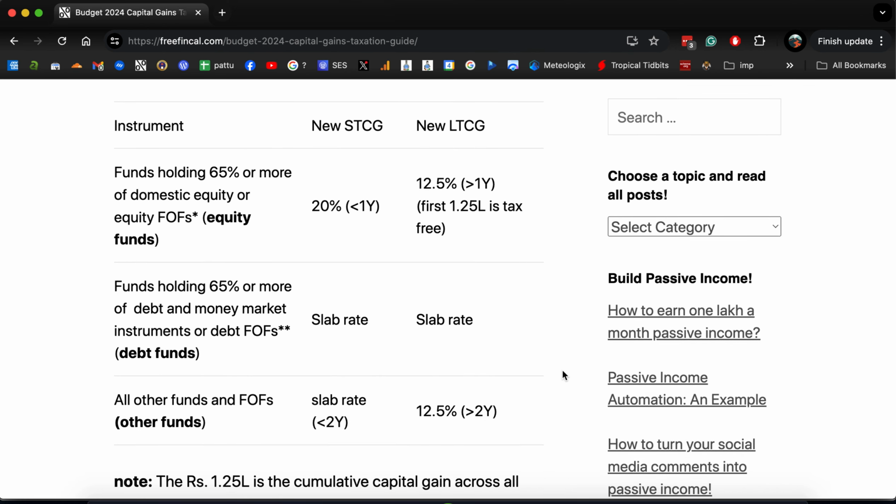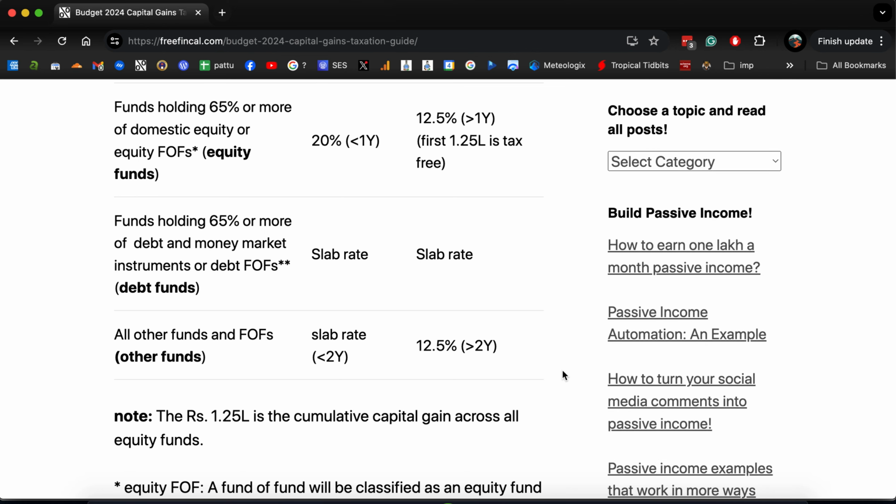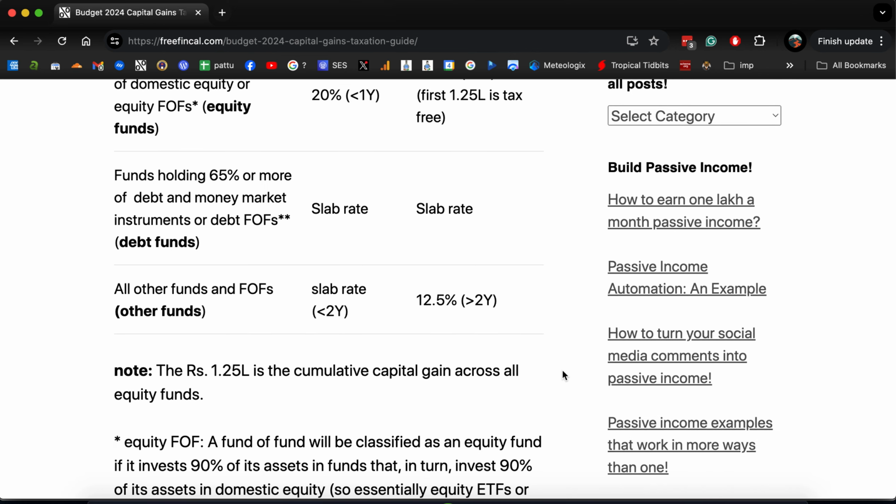Then there are debt funds, funds that hold 65% or more of debt or money market instruments, or debt fund of funds. These will be taxed at slab rate irrespective of the holding period. Then there are all other funds. I'll give you examples below. All other funds which do not fit into equity funds or debt funds, or fund of funds, if you hold them for 2 years or lower, it is slab rate. More than 2 years, it is 12.5%. Also note that the 1.25 lakh tax-free limit is a cumulative limit across all equity funds per financial year.